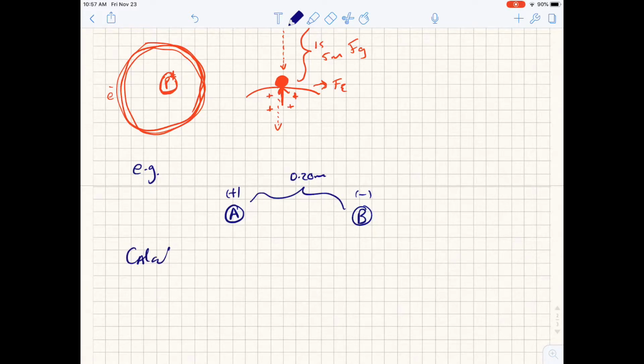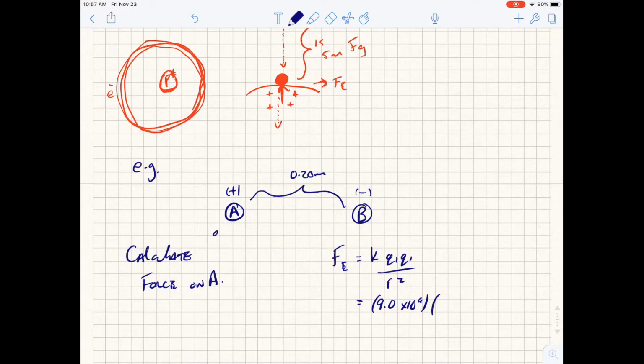And we need to calculate the force that A experiences. Well, we can just line up our formula, Fe equals k Q1 times Q2 divided by r squared. You can see that this is just kind of plug and chug. We've got 9.0 times 10 to the 9 times Q1, which I forgot to give you. So the charge on A is 4.0 times 10 to the negative 6 coulombs. And the charge on B, QB, is 2.5 times 10 to the negative 7 coulombs.